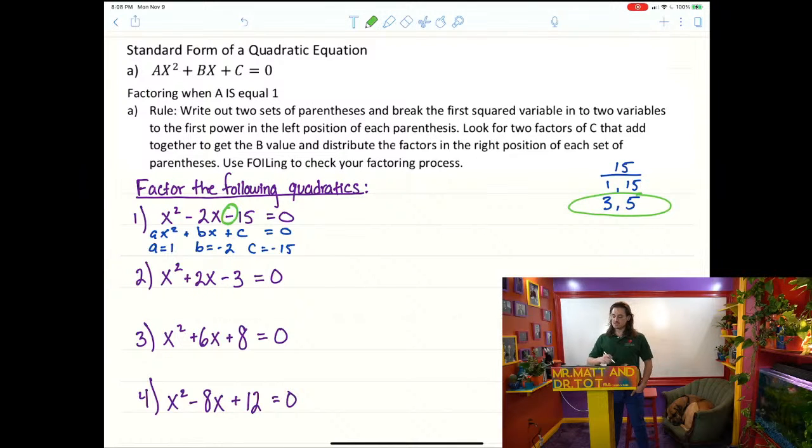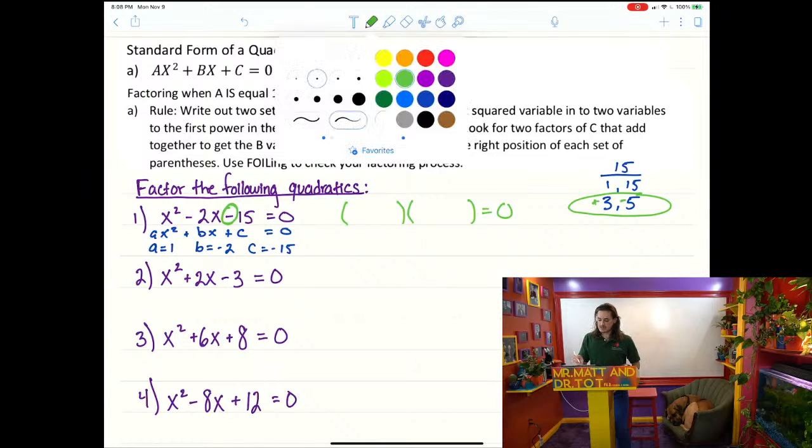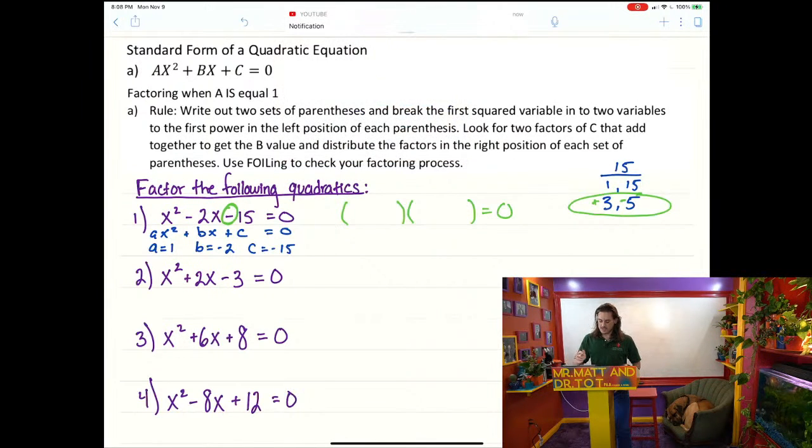We can get -2, a sum, adding, sum means adding. We can get a sum of -2 by making 5 negative and making 3 positive, because -5 plus 3 is -2. So I factor this by starting by writing out a pair of parentheses. And now I'm going to take the x squared value and I'm going to distribute it in the first position of each parentheses.